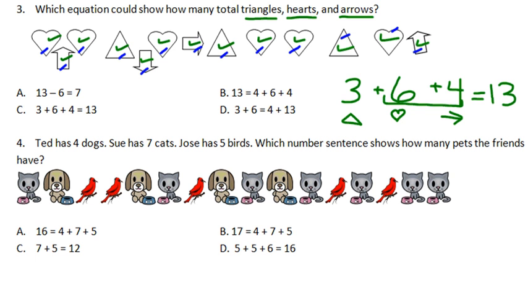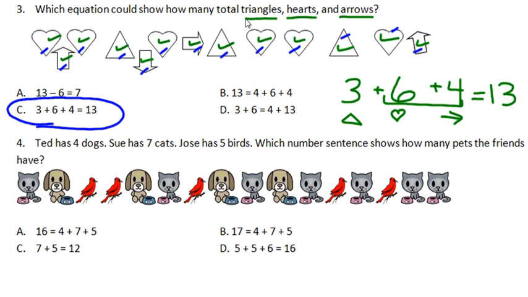If I add 3 plus 6 plus 4, I have 13. And I compare my choices, and C matches what I wrote and what I counted, so C is correct. Hopefully you're looking at your own paper and following along, and you're just as successful, I'm sure.